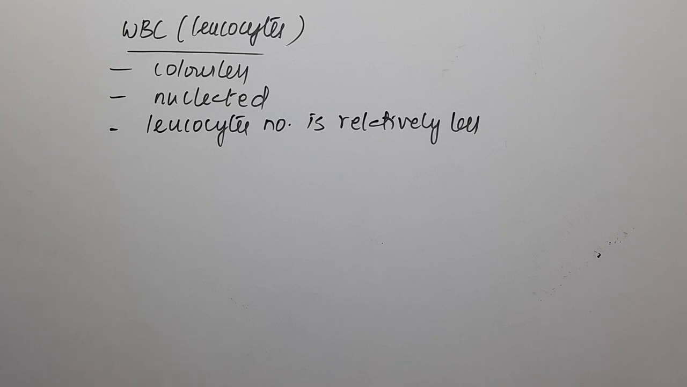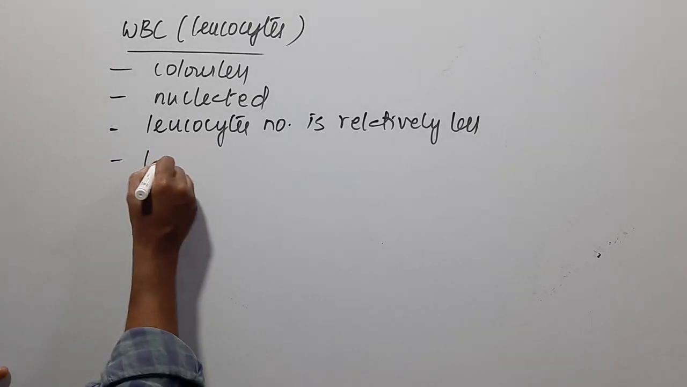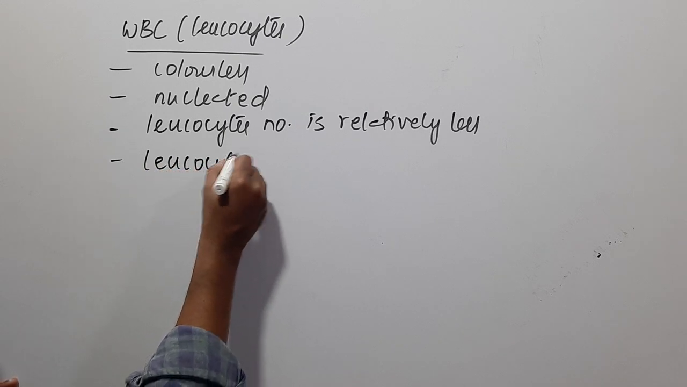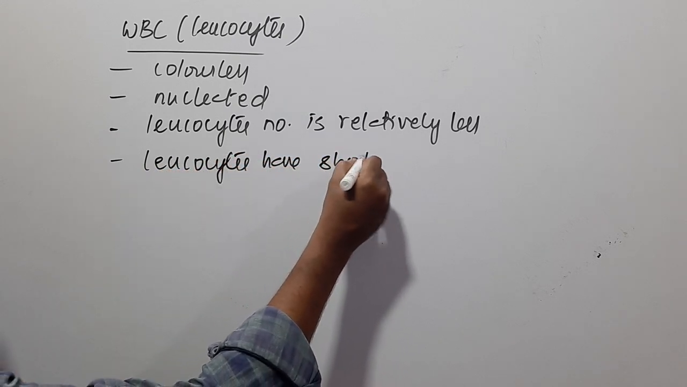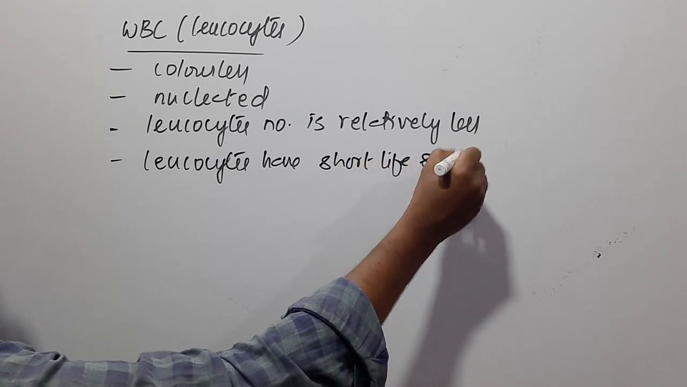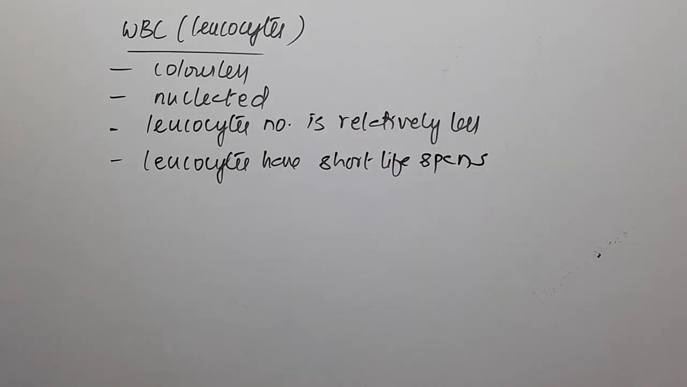If you are comparing these WBC cells with the RBC, in the last session I told you that the RBC to WBC ratio is 700 to 1. So in this case, we understand that the leukocytes number is very less when compared with the RBCs. Then the leukocytes have short lifespans. I'll give these lifespans based on the type of WBC cell.